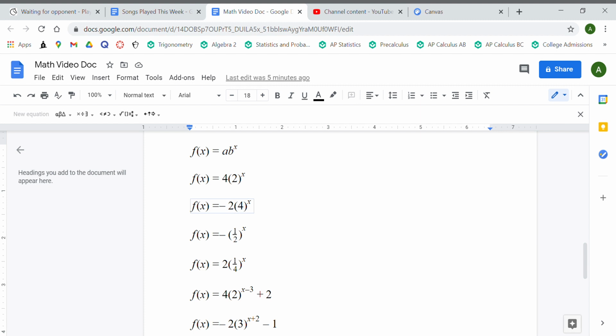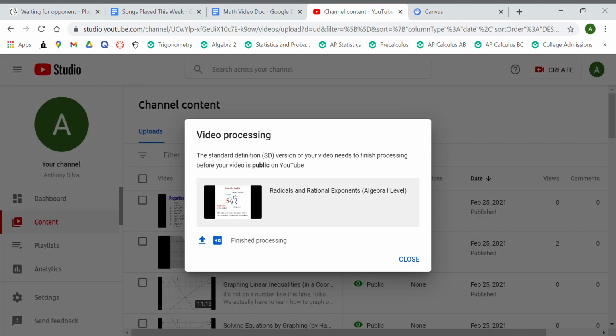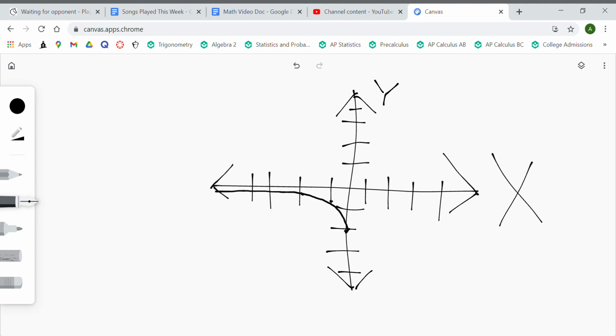So 4 to the power of 1 is 4. Multiply it by -2 and you get -8. And so you get this. Can't reach it, so this is what we got.